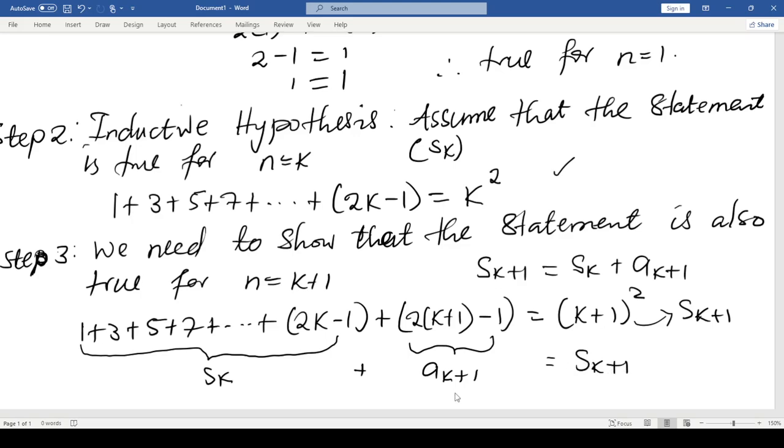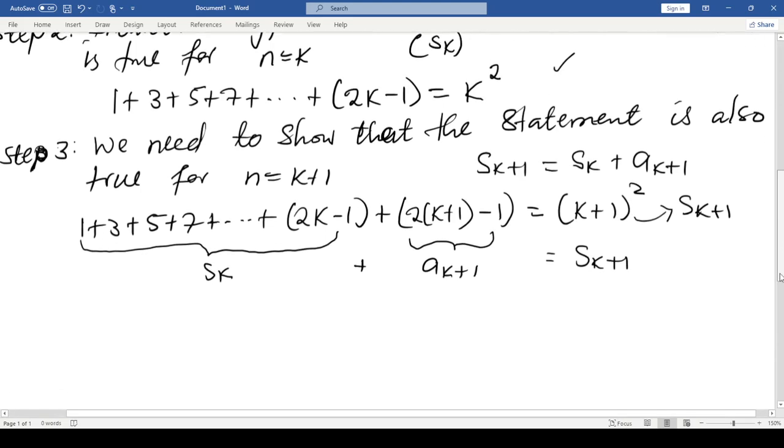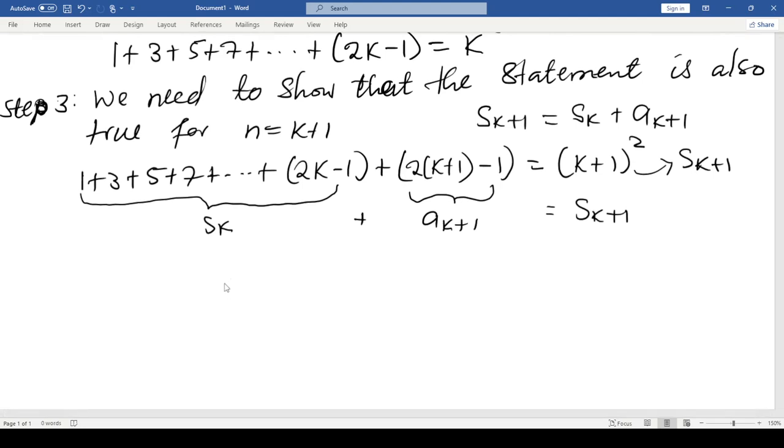So we're just going to add S_k. For S_k we're going to get our k squared, then we get a_k plus 1, which is this term here. It should be equal to k plus 1 squared this side. So let's go ahead and solve that. So here we're going to get k squared plus open brackets, 2k plus 2 minus 1, we close there, being equal to k plus 1 squared. There are two ways we can do this. We can factorize what we have this side, or we can just expand this, then also expand this, and compare what's on the right hand side to what we have on the left hand side.